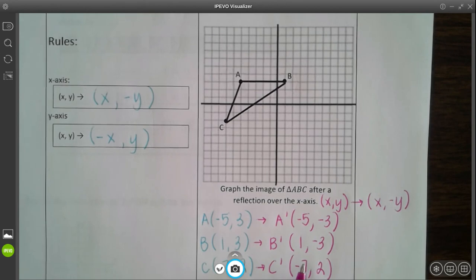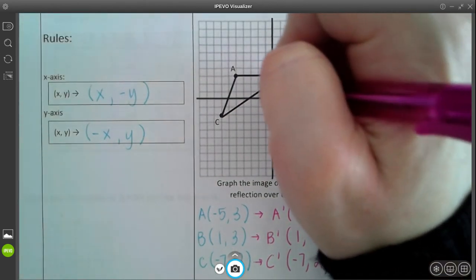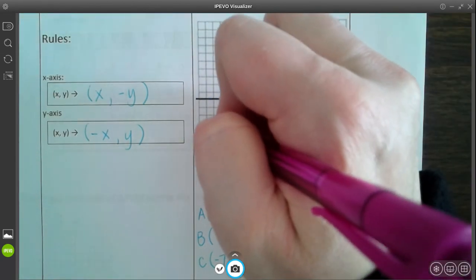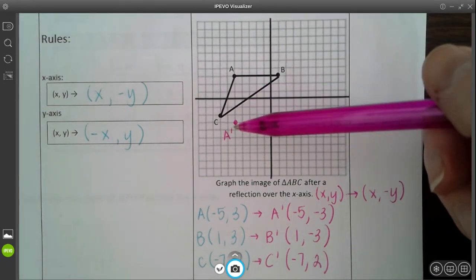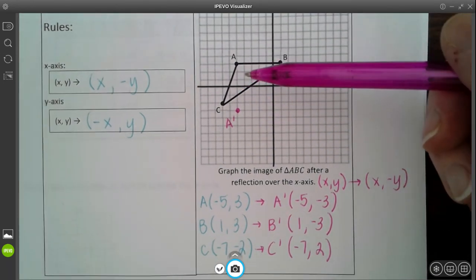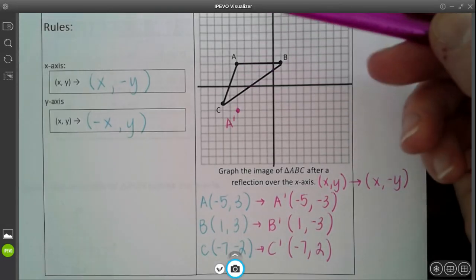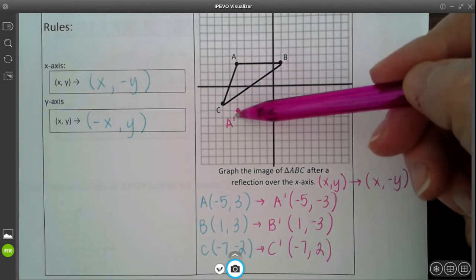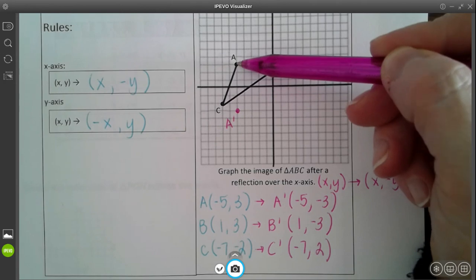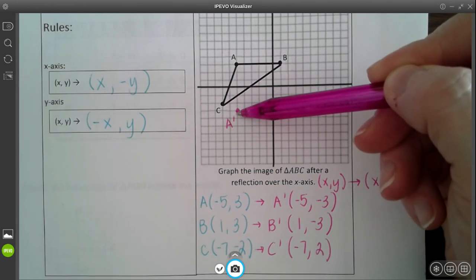All right, so now I'm going to go ahead and graph these in pink. So -5, -3 is going to be here, and that is A prime. Now, you're going to notice that reflecting something across the axis is really as easy as counting how many units above or below the axis it is and just moving it that same amount on the other side. So for example, from the x-axis, A is 3 units above it. So A prime would be 3 units below that x-axis.